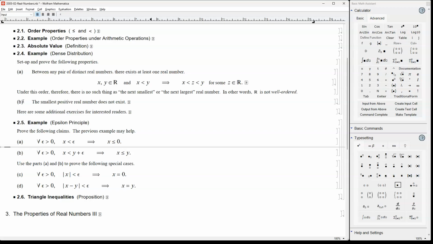And then part A came from this part B of 2.4, and that came from part A, the dense distribution of real numbers. By the way, the rational numbers have the same property here. Therefore, this epsilon principle works for rational numbers as well.